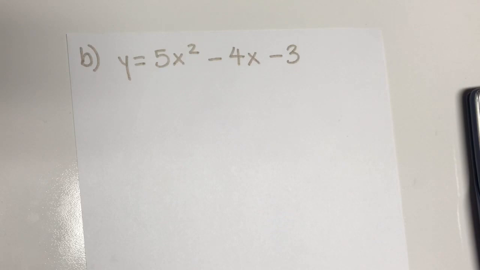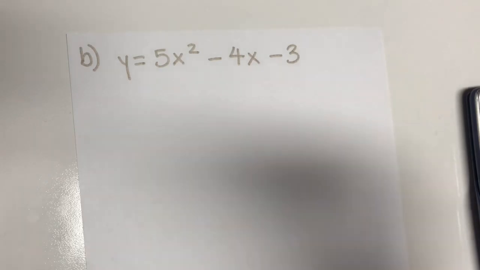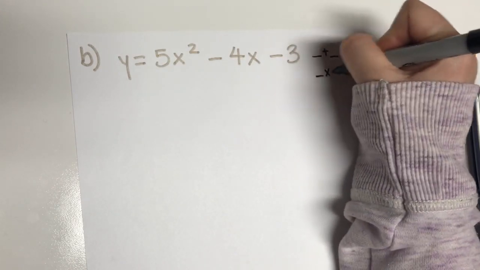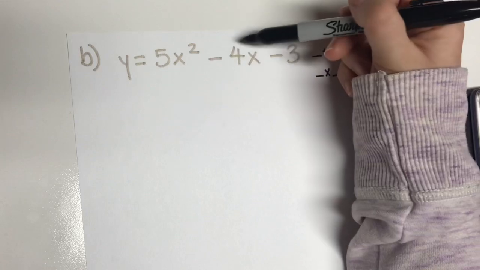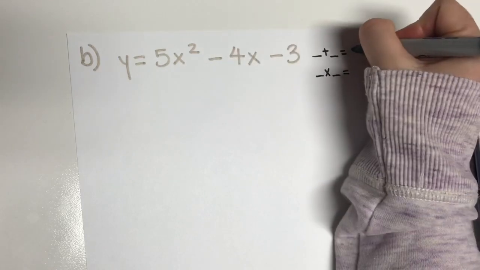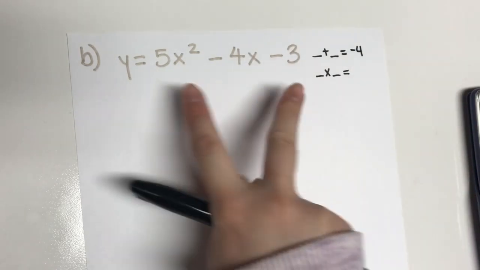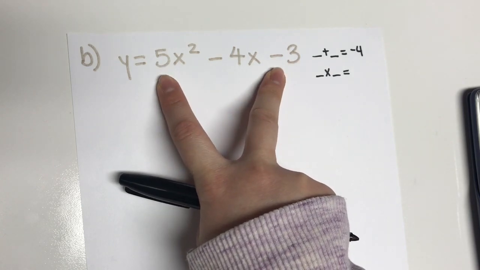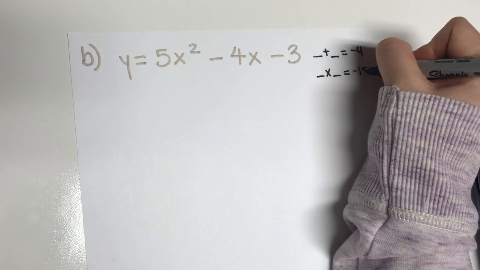All right, so it says y equals 5x squared minus 4x minus 3. So once again, we always test to see if we can factor it. So I'm looking for two numbers that I can add to give me the middle term, which is negative 4, and then I can multiply to give me the product of the first and the last number. So that would give me negative 15.